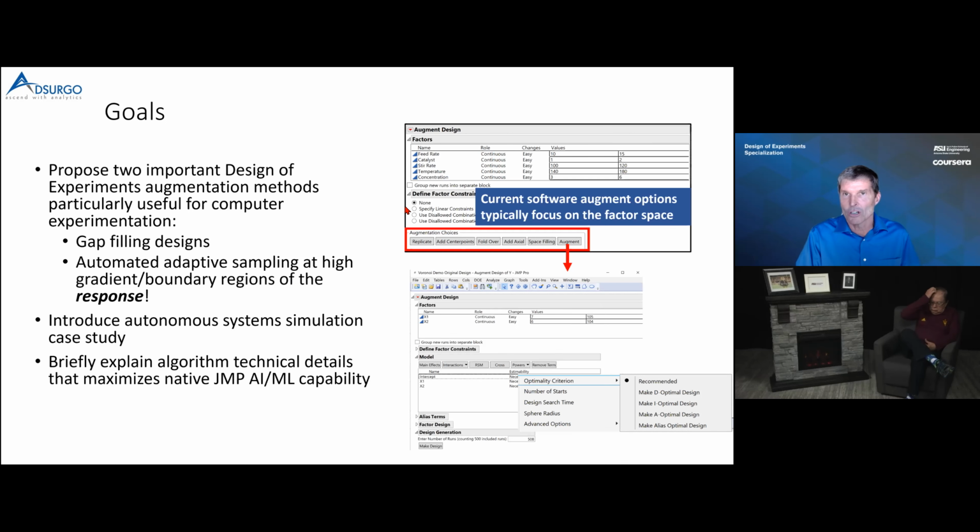Unfortunately, if you're in a standard software in DOE and you want to do an augmentation of your design, you're really limited to options that focus on the design space and don't really take into account the response. Okay, so in this particular case, you can add centers, or even in the augment world, what you have are augmentation schemes in terms of D-optimal, alias optimal, which are fantastic and highly useful. But for our applications, we maybe want to sacrifice some of the statistical properties in exchange for giving me more points that are associated with some of these very interesting areas where I see very large gradients in the response. And that, as it turns out, is what these autonomous systems are characterized by.